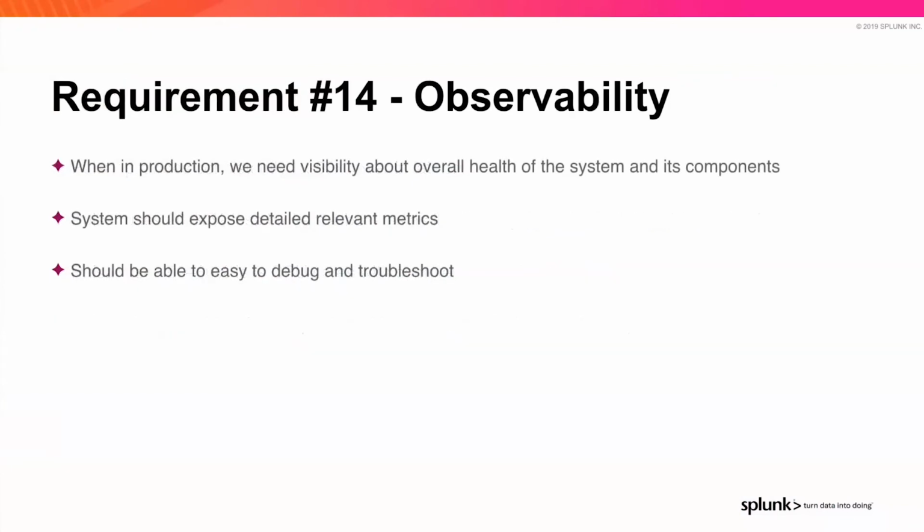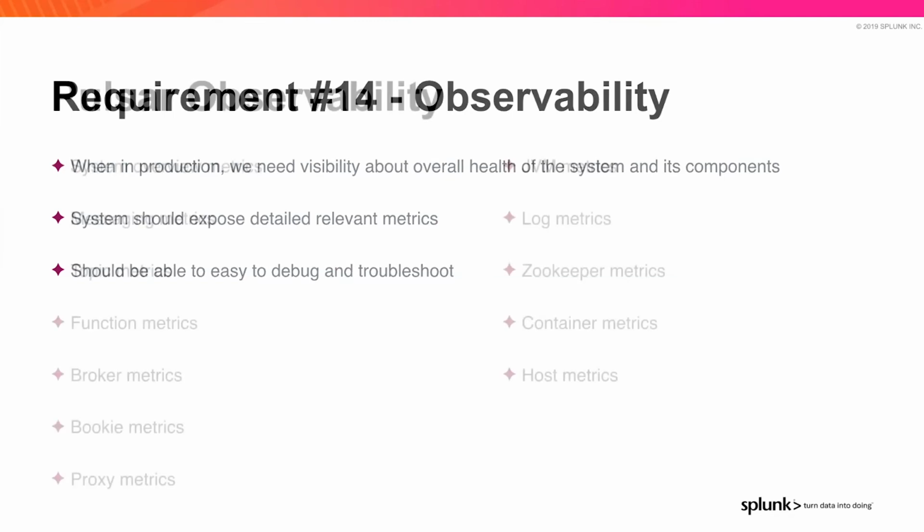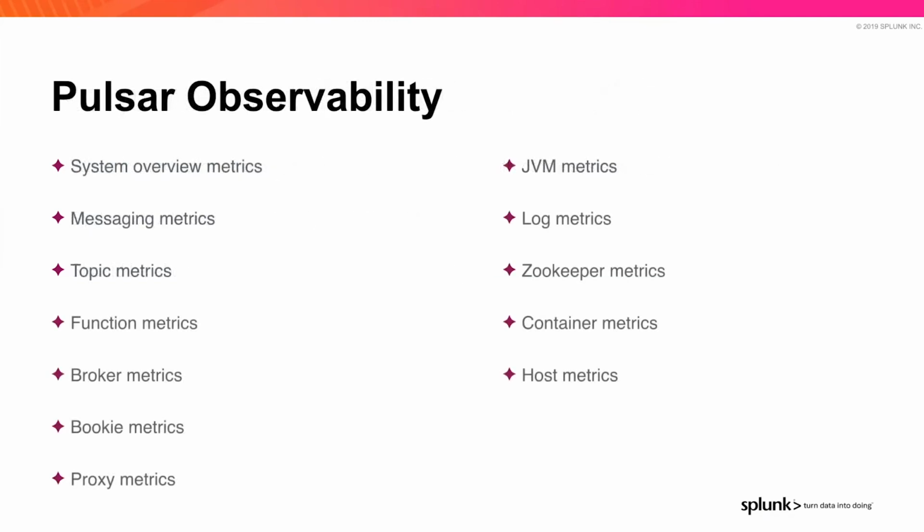The next requirement is observability. When in production, we need visibility into how the system works, and you need to know the overall health of the system. The system should expose relevant and detailed metrics, and should be easy to troubleshoot. Pulsar provides pre-packaged dashboards in terms of system overview metrics, messaging metrics, topic metrics, broker metrics, bookie metrics, proxy metrics, and JVM log metrics. A slew of metrics are available that allows you to troubleshoot the system very quickly.